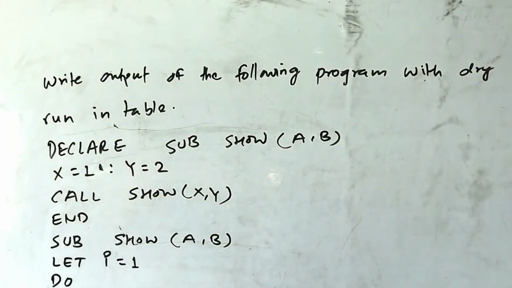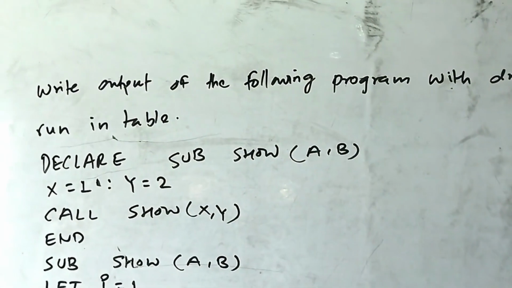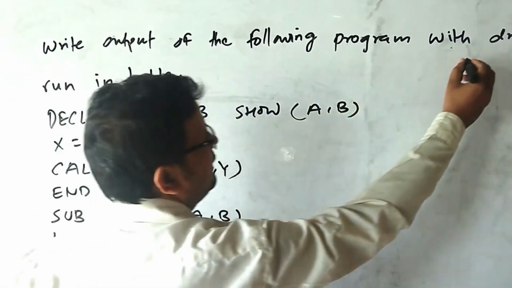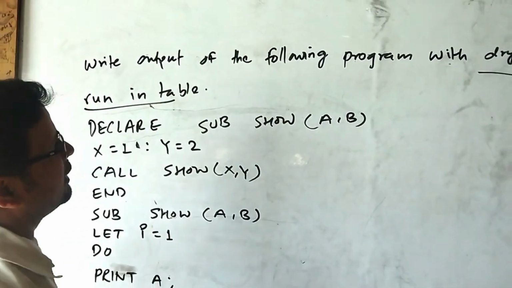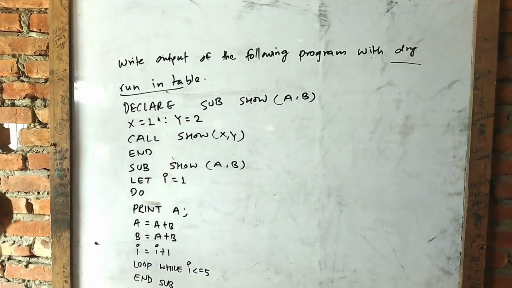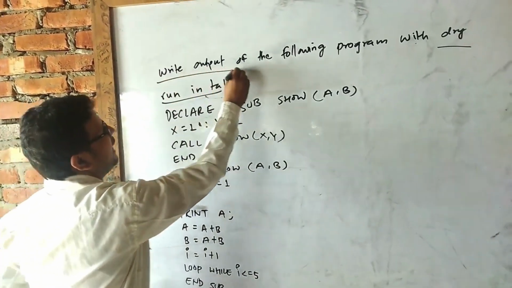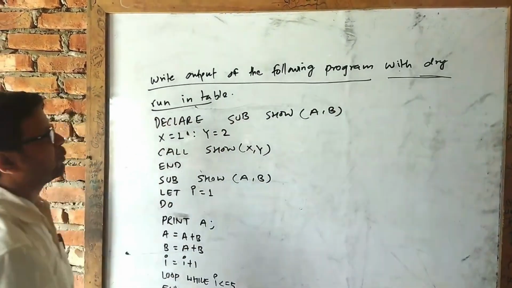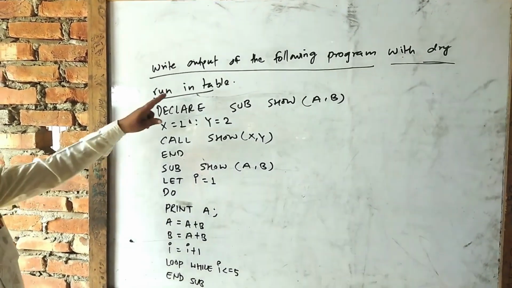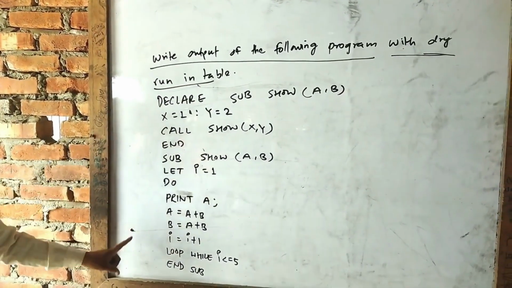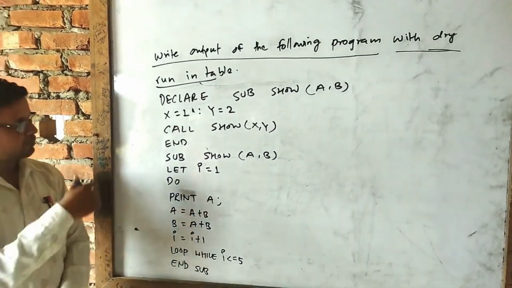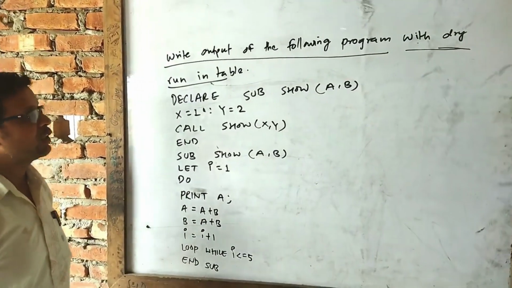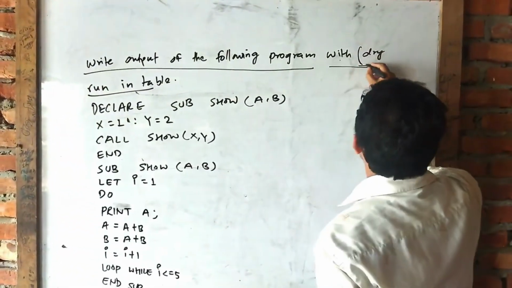You can see the question here. The question is saying: write the output of the following program with dry run in table. So the main important thing is dry run in table. In previous examinations, they were asking only to write the output of the following program. But here, in the new model question, you can get this type of question with dry run in table. I will describe later what dry run in table is. You can see the question and note it, and then step by step I will describe all the topics.